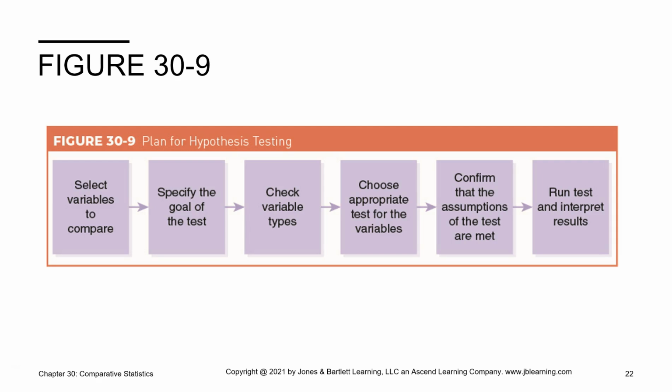Figure 39 goes over plans for hypothesis testing. This is really good for lining up the variables you want to compare, specifying the goal of the test you want to run, and checking your variable types, because there are different tests for different types of variables. Then choose the appropriate test for the variables, confirm the assumptions, and then run the test and interpret the results.